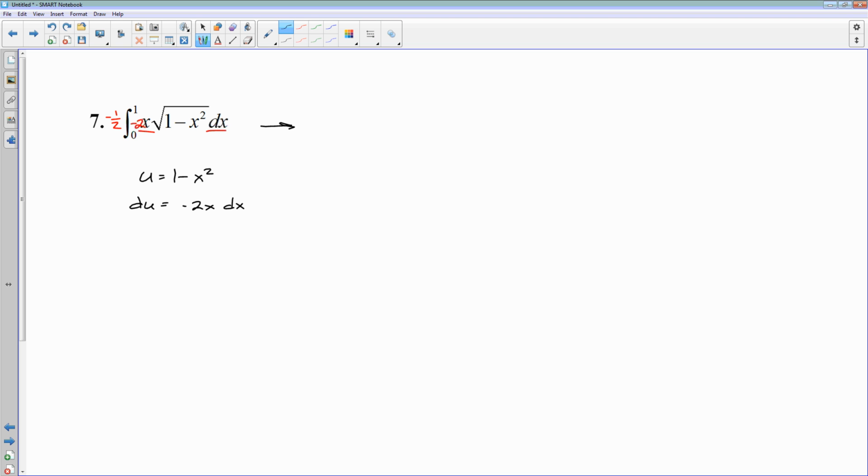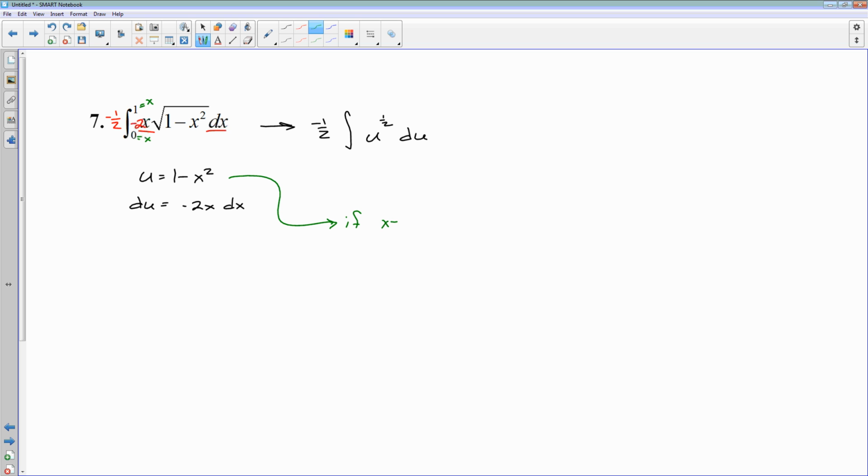And that's going to give me negative 1/2 times the antiderivative. Negative 2x dx is my du, and the square root of u is u to the 1/2. So I'm just going to go ahead and change that to u to the 1/2. Now I'm going to do a little trick here that I think makes definite integrals a little bit easier. Notice these values, 1 and 0, those are values of x. I cannot plug in values of x when I have an integral in terms of u, but what I can do is convert my x's into u's.